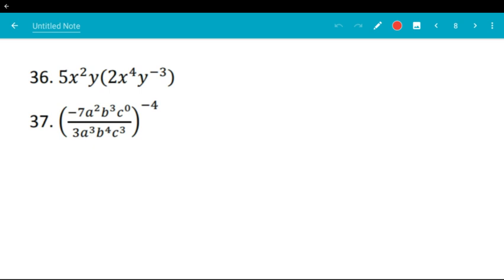Lastly, pause the video, simplify. Here we got some negative exponents. Don't worry about negative exponents right now. Simplification-wise, we're just doing the same thing we've been doing.